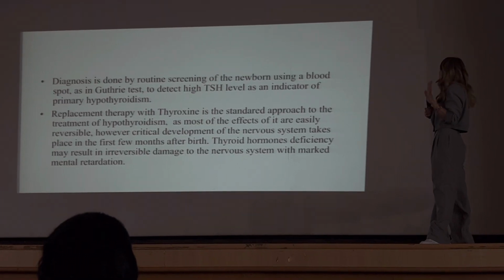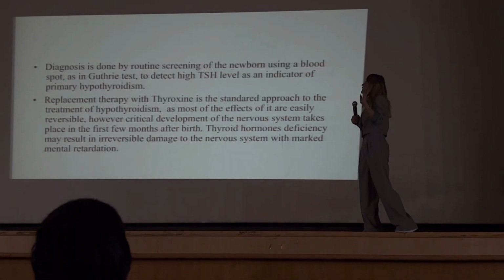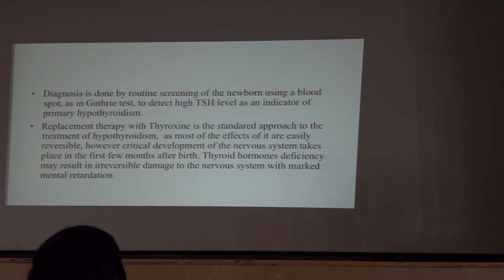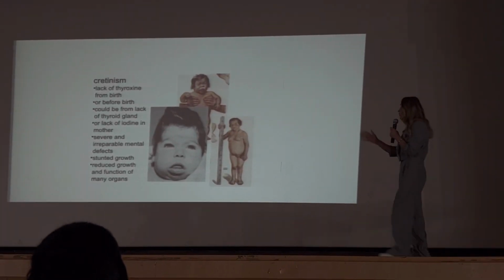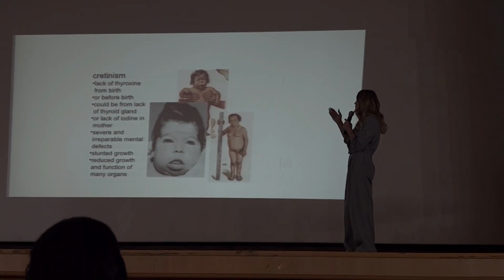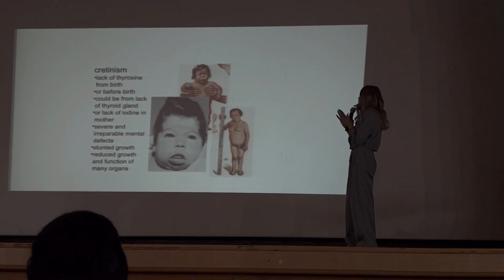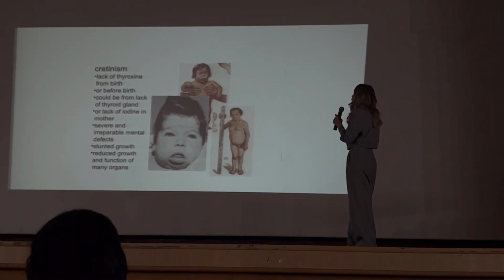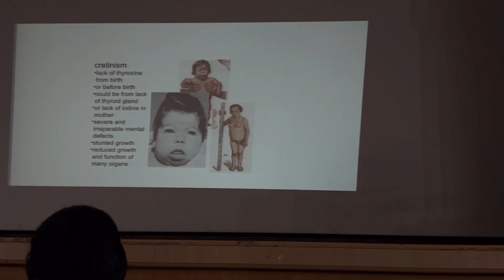However, critical development of the nervous system takes place in the first few months after birth. Thyroid hormone deficiency may result in neurological defects like mental retardation. This is a case of cretinism, lack of thyroid hormone during birth or after that, is severe and irreparable, a permanent mental defect, stunted growth, short stature, and reduced growth and function of other organs.